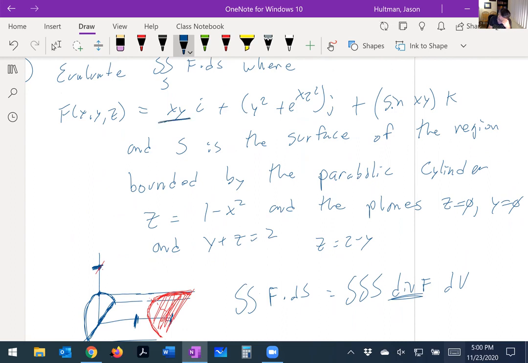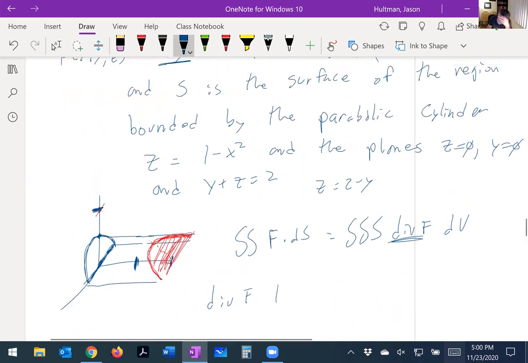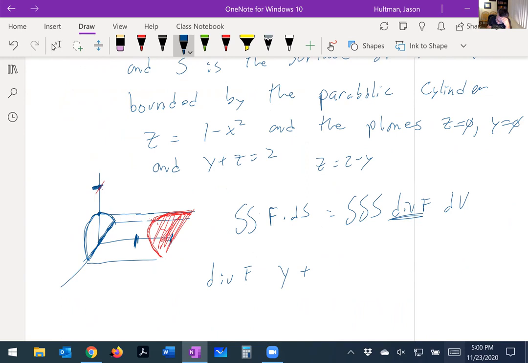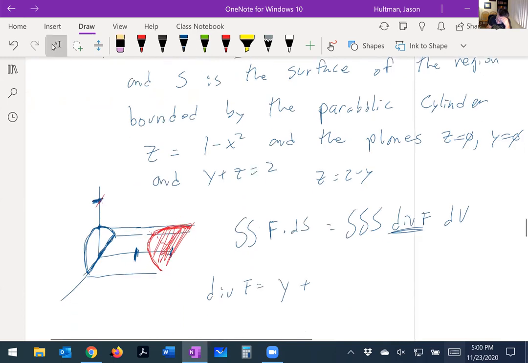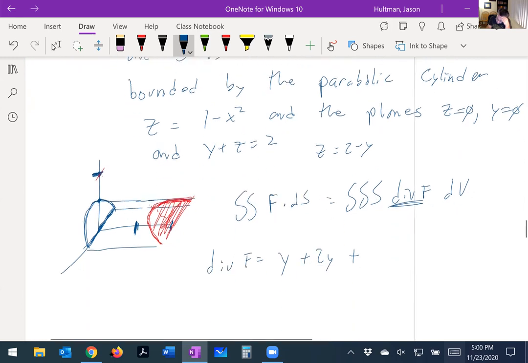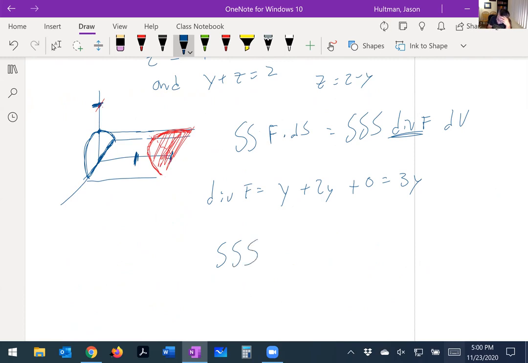this thing with respect to x. That's just going to be y, plus this thing with respect to y, that's just going to be 2y, plus this thing with respect to z, well, that's just 0. That's 3y. So the triple integral over this volume of 3y dz dy dx.